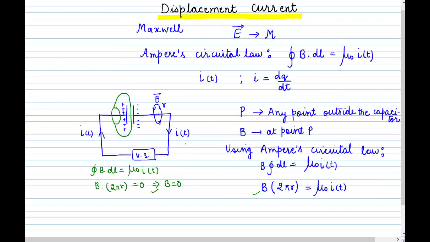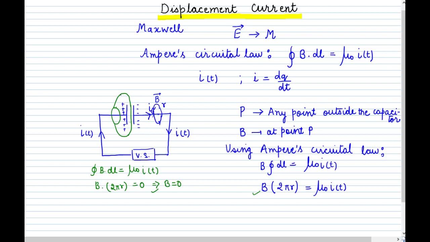So that means in the first case, if we take our circular loop outside the capacitor, here we have only the wire. So we have only conduction current. Here the current is flowing like this, so this is due to conduction. So here the current is only conduction current, and we get the magnetic field B is equal to mu naught I upon 2 pi r.